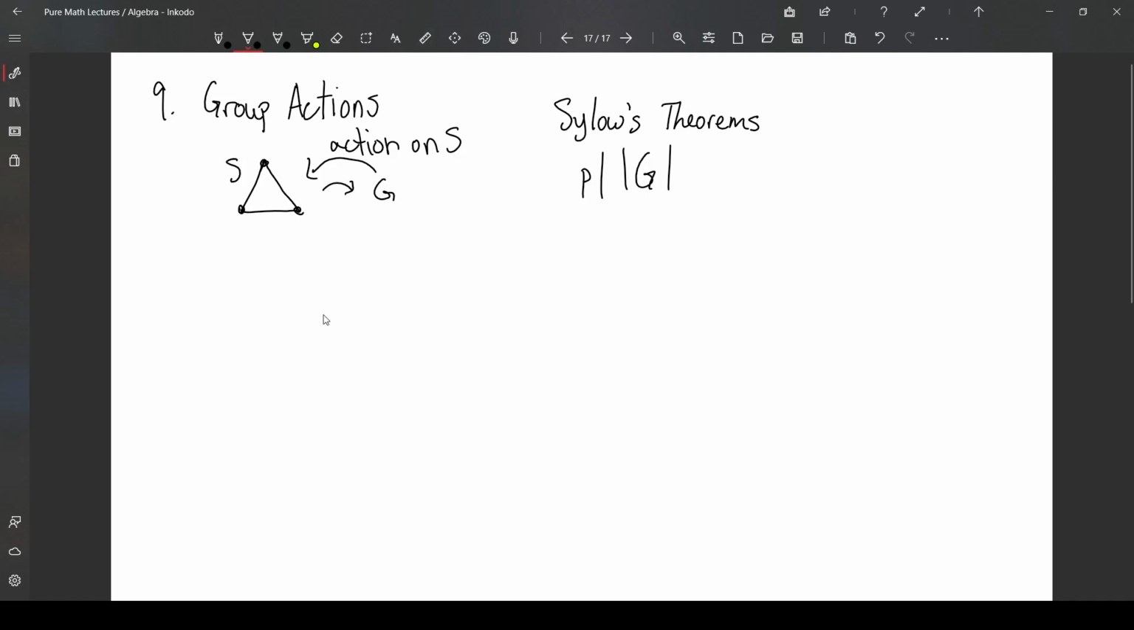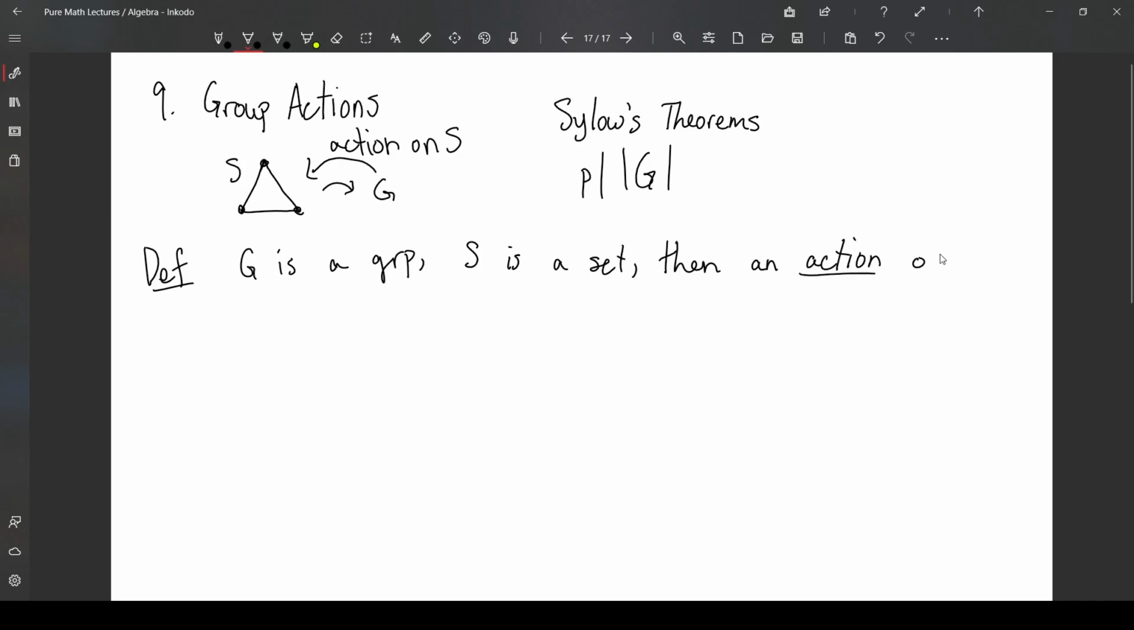So what is a group action? Well, let's say we're given G is a group, and S is a set. Then an action of G on S is a homomorphism, which I'll denote as pi, from G to the set of permutations of S.